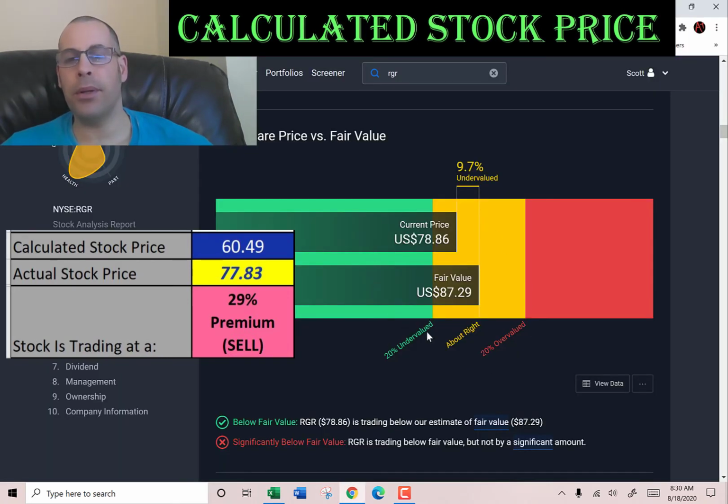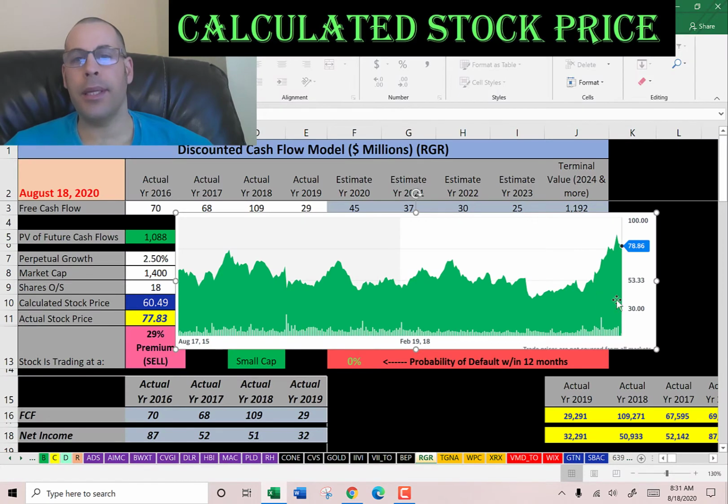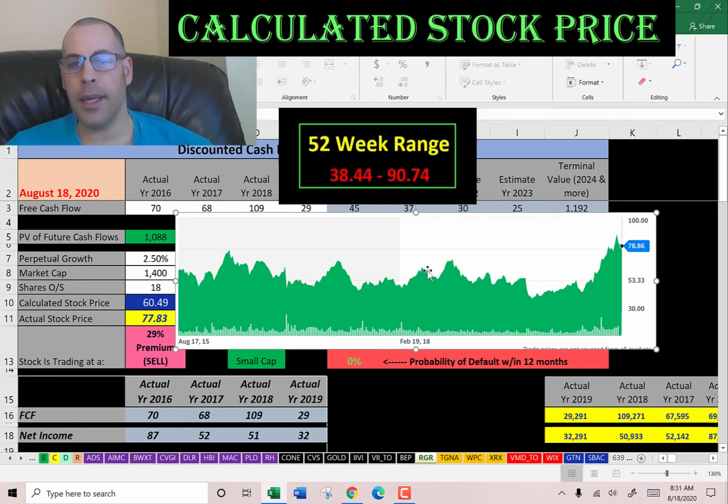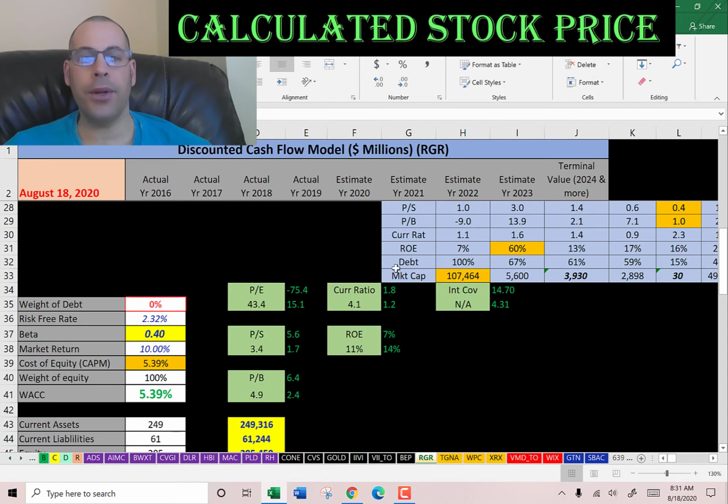Let's see what Simply Wall Street says. They're at $87, so they're saying the stock is undervalued and it's a buy. Let's see where the stock has been trading at. So it seems like it's almost at its all-time high, and coronavirus has only helped this stock. I guess firearms are in more demand now. Let's look at the financial ratios.